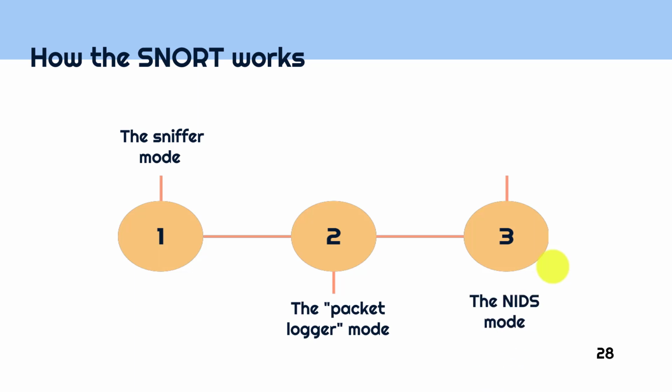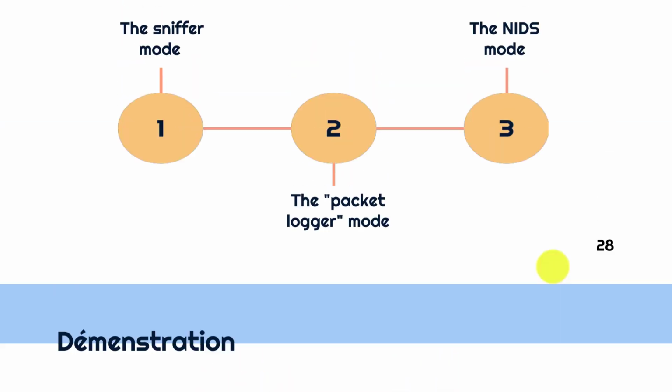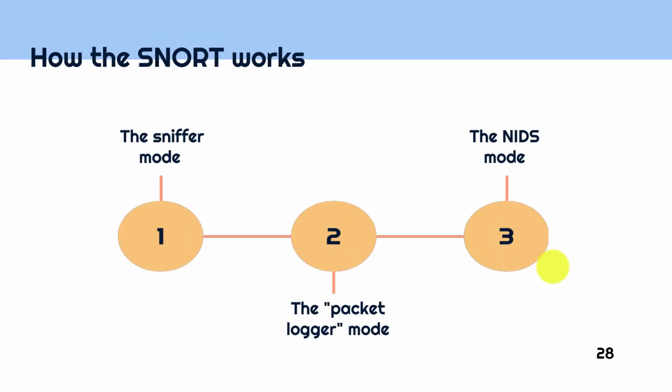And the last one is the NIDS mode. In this mode, Snort is more configurable, which allows analyzing the traffic on the network following rules defined by the user and establishing actions to be executed according to these cases.